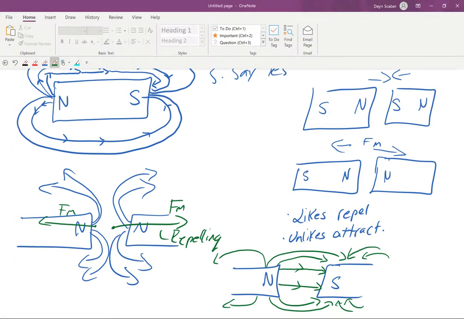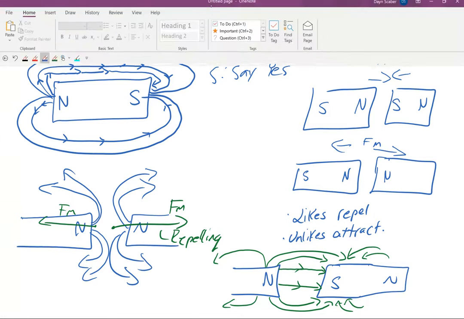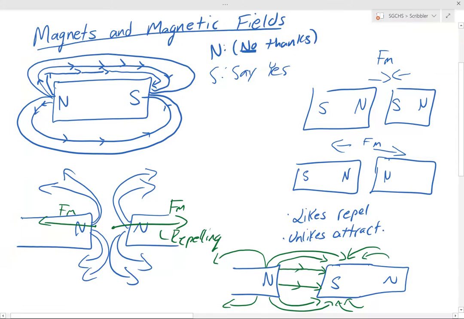If you wanted to actually draw the entire bar magnet, it would look roughly like this. And they would go no thanks again over here, and these would probably connect, and it would look something like that. Okay, so that was a really quick introduction on magnets and magnetic fields. So remember, north poles say no thanks to magnetic field lines, and south poles say yes to magnetic field lines.